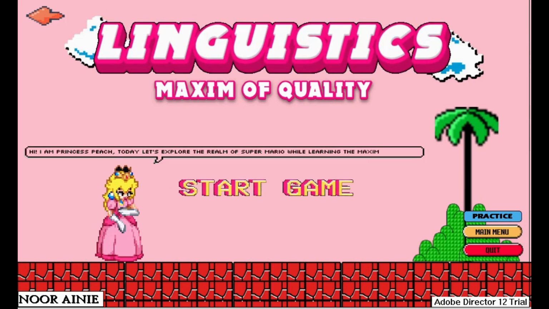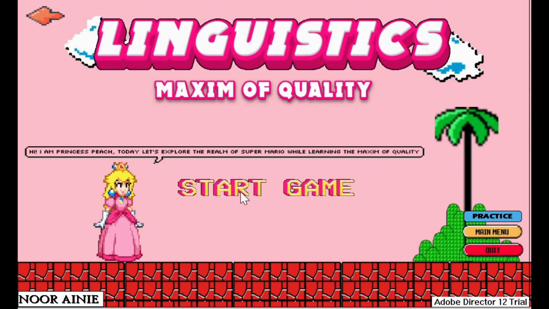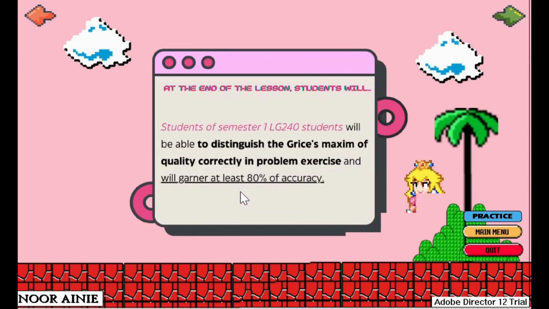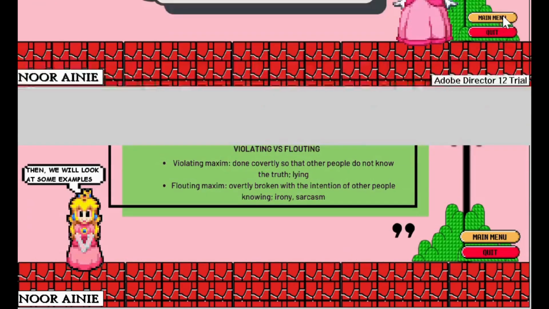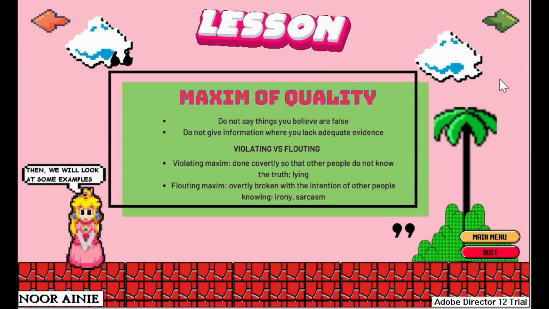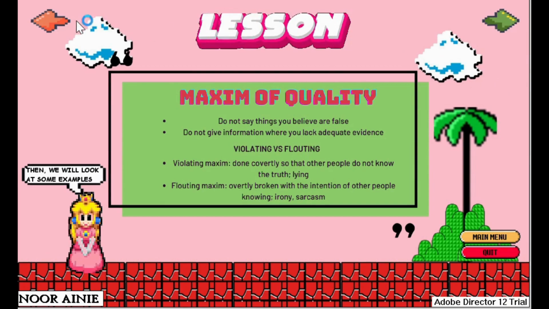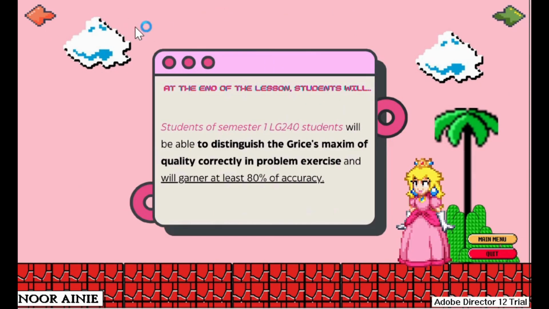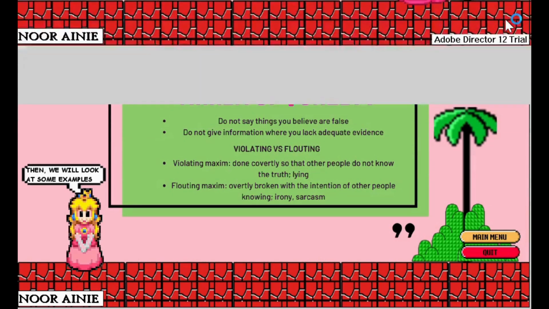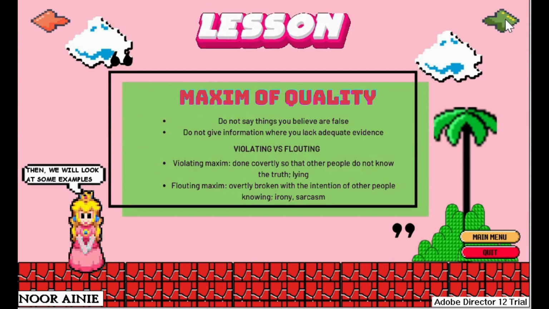Finally, for the lessons of linguistics on Maxim of Quality, the player can click on the Start Game button to start the game. So then they will be brought to the objective page, and then next, by clicking on the next button, the students will then be brought to the lesson page where they will learn about the Maxim of Quality. However, they can also go back by clicking on the back button. However, if they wish to proceed, they can click on the next button.